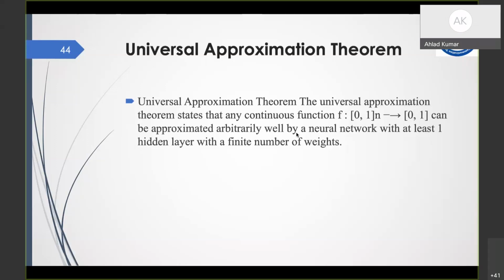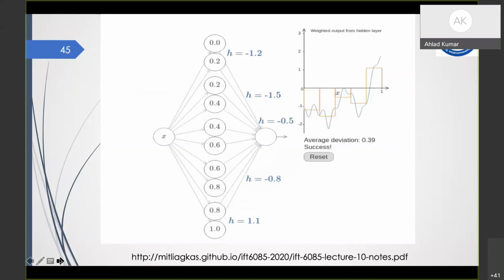Let me show you a picture for this to give you more insight into what's happening. Here you can see we have a single input X, and then we have multiple units in the hidden layer, and finally we have some output Y. What we are trying to say in the universal approximation theorem is that if you have this continuous curve shown in blue, the neural network can predict the actual curve by doing the approximation.